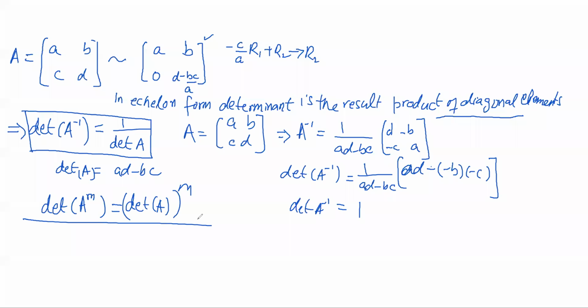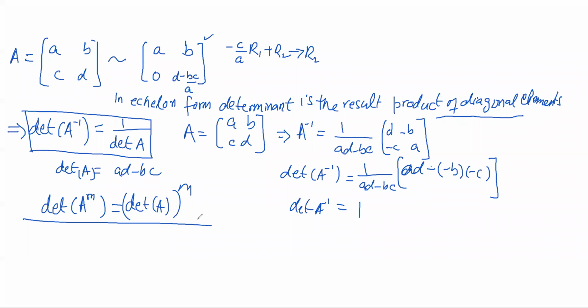Sorry, here when you say that in echelon form, the determinant is the product of the diagonal elements, does it apply to any other matrix, for example, a 3 by 3 matrix? Yes, for any order of the matrix. Okay, thank you.